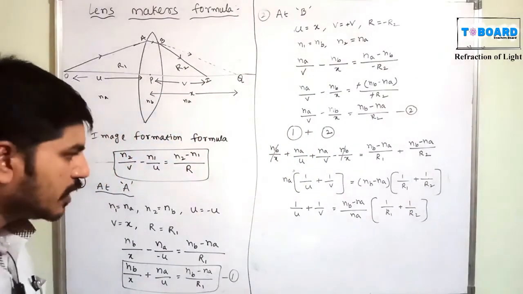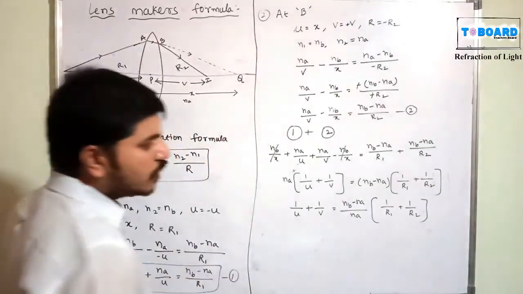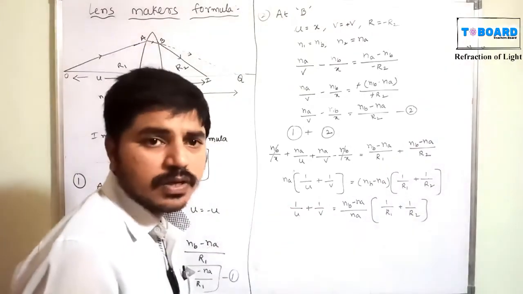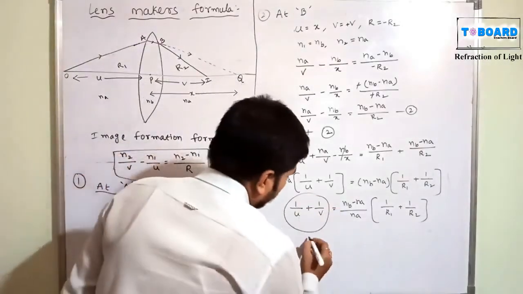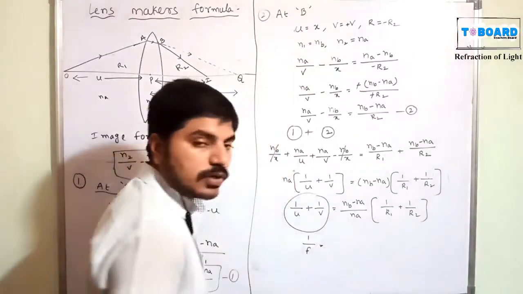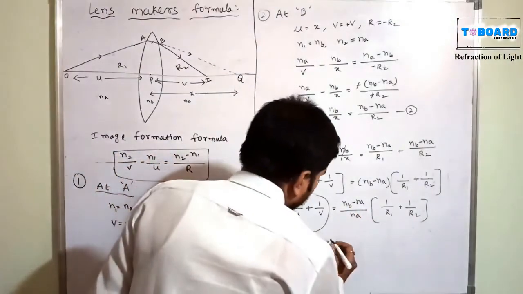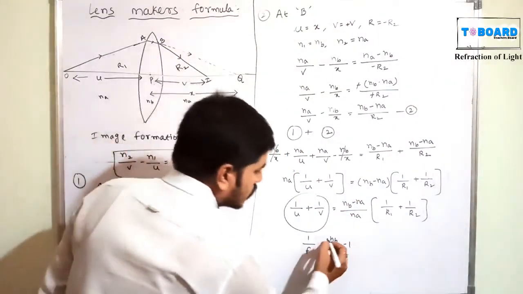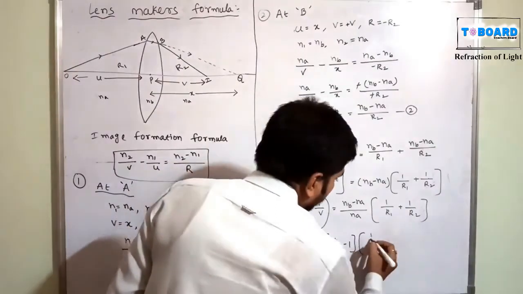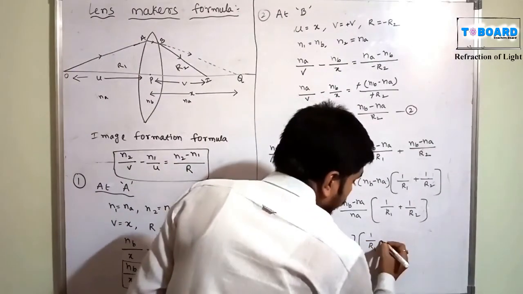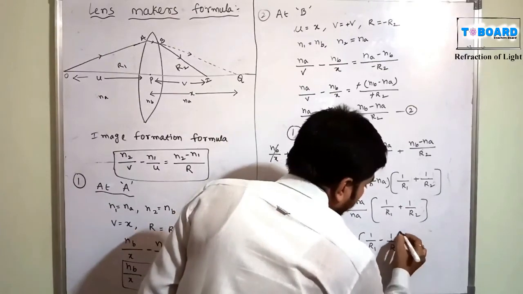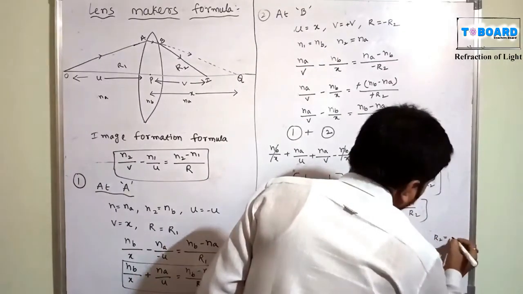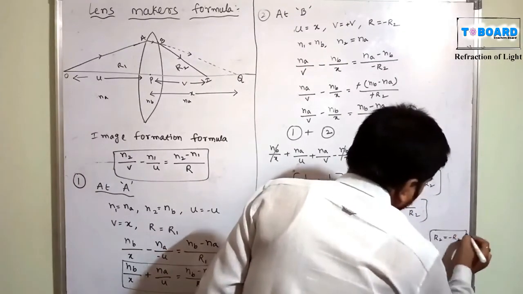Then I want to write the sign convention values. Now in this situation, if I consider 1 by u plus 1 by v as 1 by f, that's why 1 by f is equals to, now I am going to separate it: Nb by Na minus 1. Directly I am going to cancel it. So then it should be 1 by r1, and plus 1 by r2 becomes minus 1 by r2 because r2 is minus r2. Okay, this is the value.